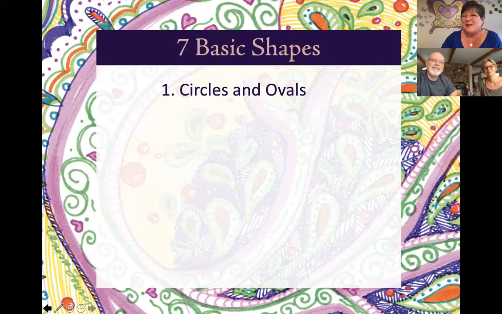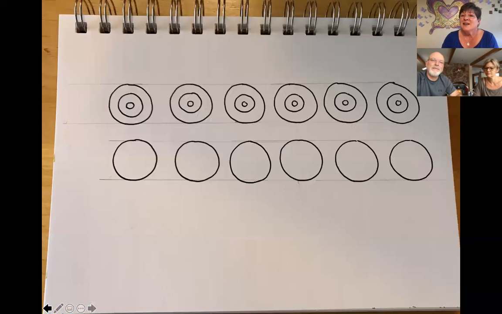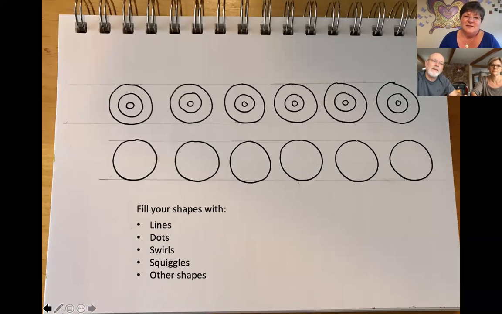So we're going to talk about circles and ovals. A cool exercise is to create a bunch of the same shape and then fill it in different ways. For example, here I've got a whole bunch of circles on the top. I've started adding other circles so that they all kind of have the same beginning shape. And then you're going to fill your shapes with things like lines and dots and swirls and squiggles and other shapes, some of the other basic shapes.